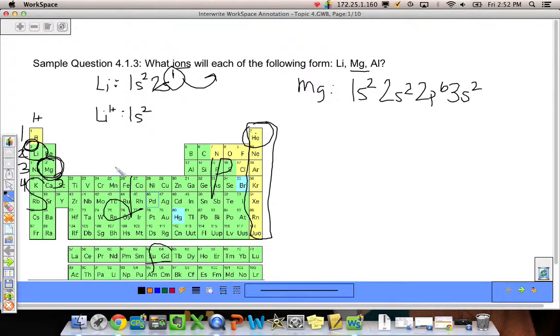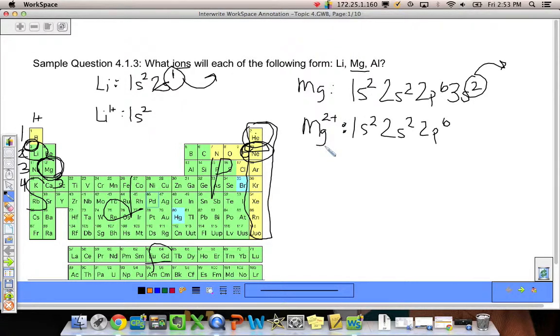Now if I look, I could go all the way over here to argon. I'd have to add 6 more to do that. Or I could go back to neon. That's what makes the most sense to do. So it's going to lose these 2 electrons, so that I have the electron configuration of 1s2, 2s2, 2p6. Now it's in the same isoelectronic series as neon. So it's the same electron configuration as neon, but it's not neon because it still has 12 protons, so it's still magnesium. It's just an ion now. And it would be Mg2+.